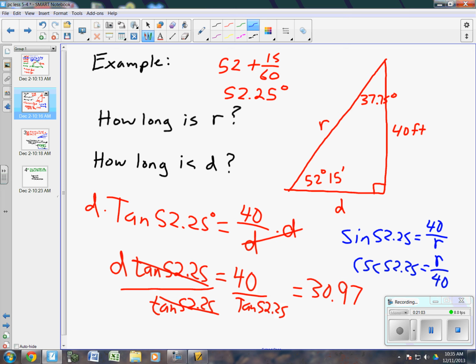Okay? So cosecant of 52.25 equals R over 40. You can use either one of these. The only problem with this one, you're going to get the same thing. When you put 40 times the cosecant of 52.25 in your calculator, you have to put 40 times 1 over the sine of 52.25.